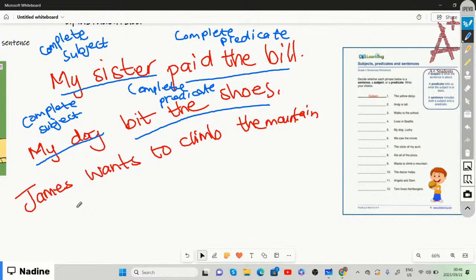And if we select the subject, then we will say it is James. And the predicate is wants to climb the mountain. So it is basically the predicate, the verb and all the other words that tell us about the subject. All right.